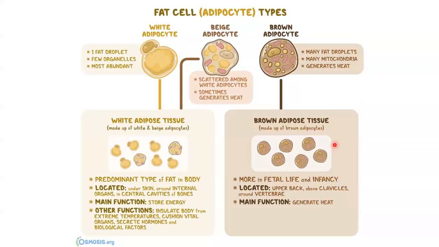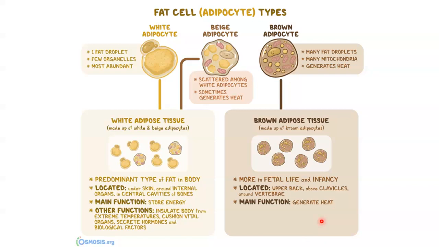Now, we actually have a few different types of adipocytes or fat cells. We have white fat, we have brown fat, and quite recently we've also discovered that we have beige adipocytes or beige fat, which is a bit of a combination of the two. Now, these different types of fat are found in different parts of the body and at different times throughout the lifespan. So for example, we have a lot more brown fat when we are younger, when we are babies, because its main function is to generate heat.